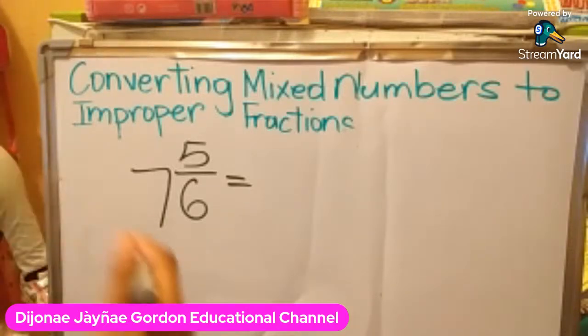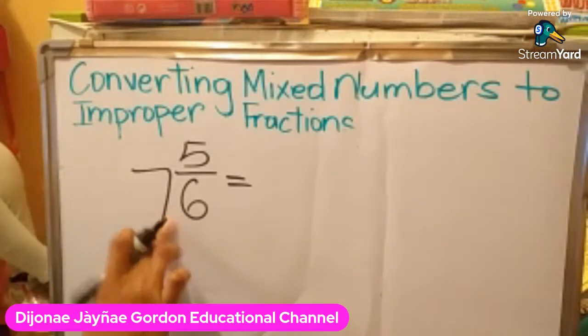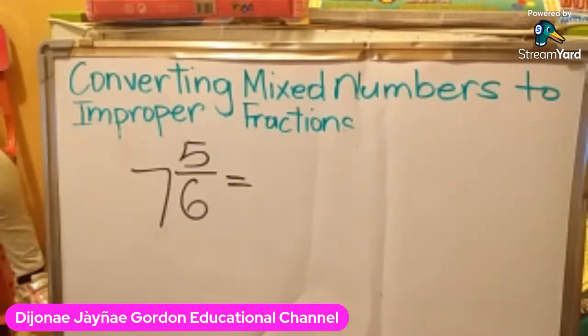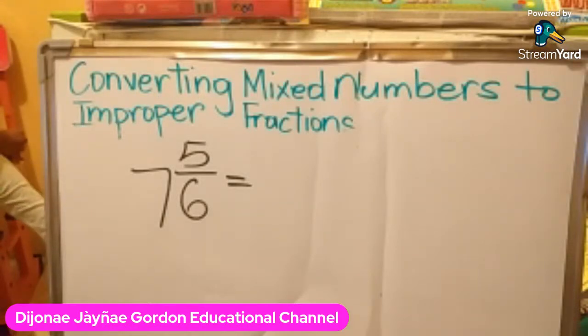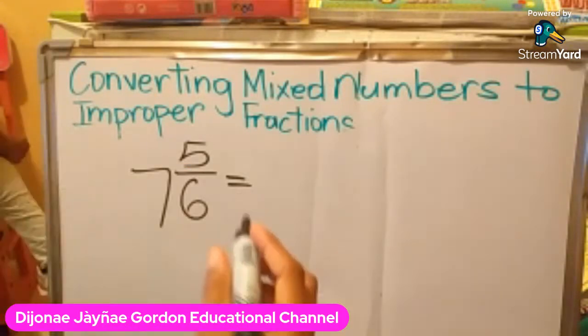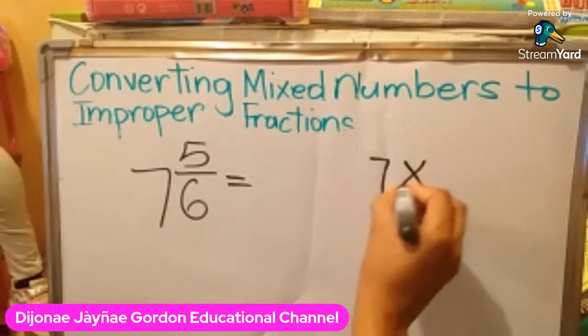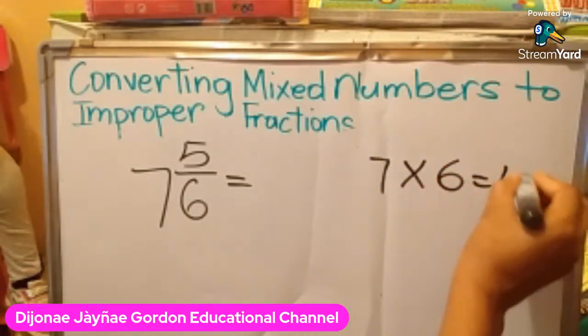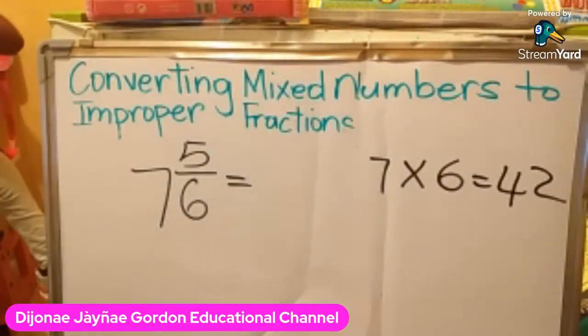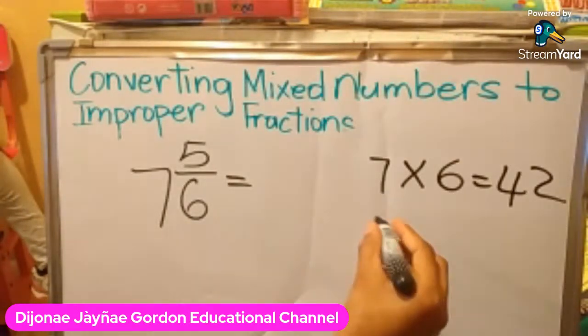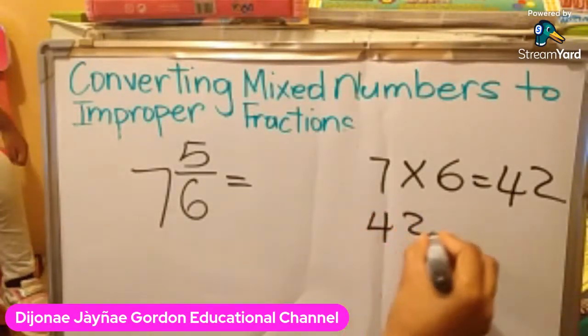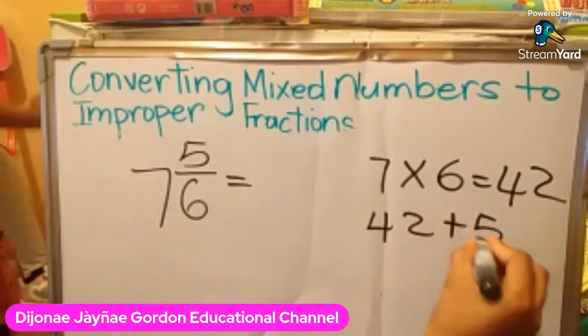And the best one you need to know for this one is either your 7 times or your 6 times. So 7 multiplied by 6 is 42. And now you're going to add 42 plus 5.